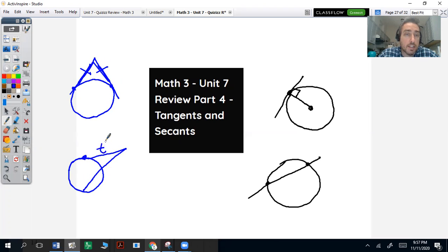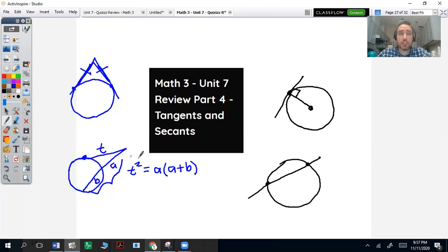the length of the tangent squared is equal to the outside of the secant times the whole length of the secant. So if you add the A and the B, that's that relationship.